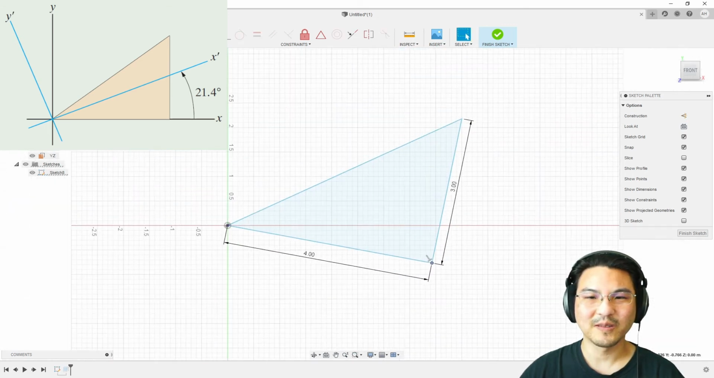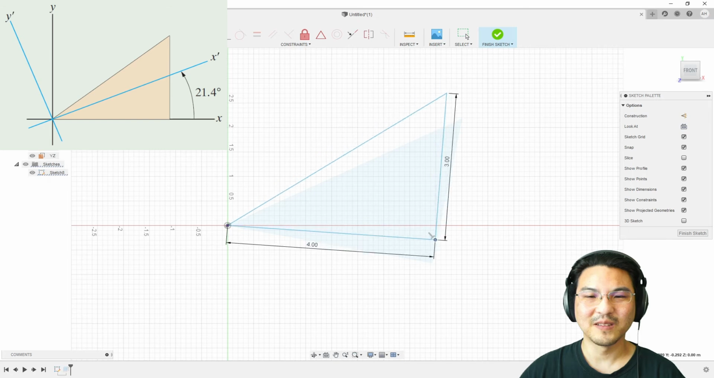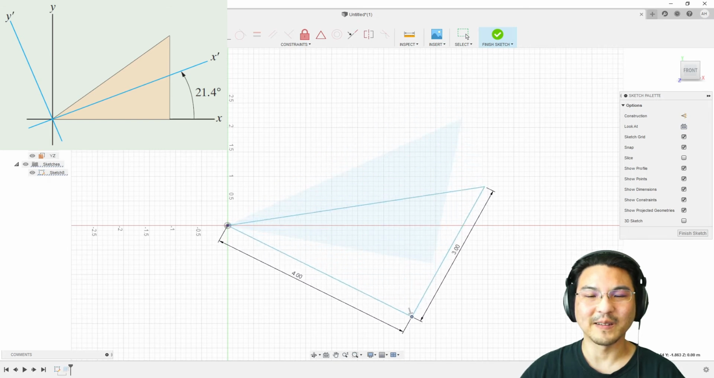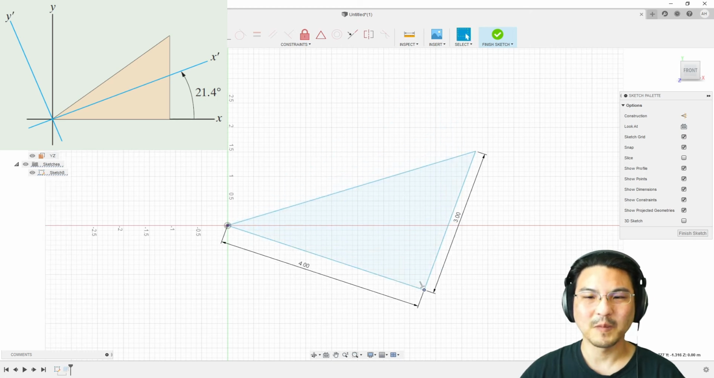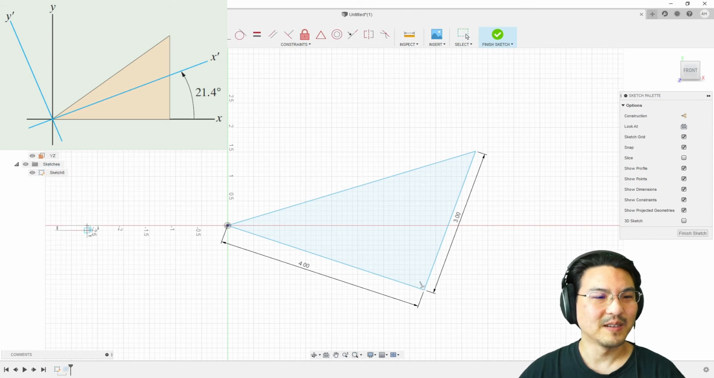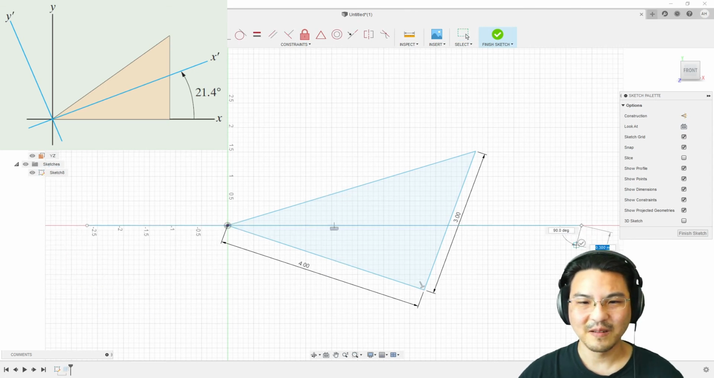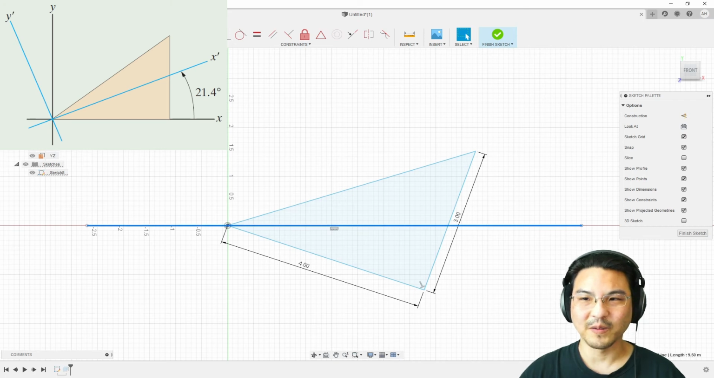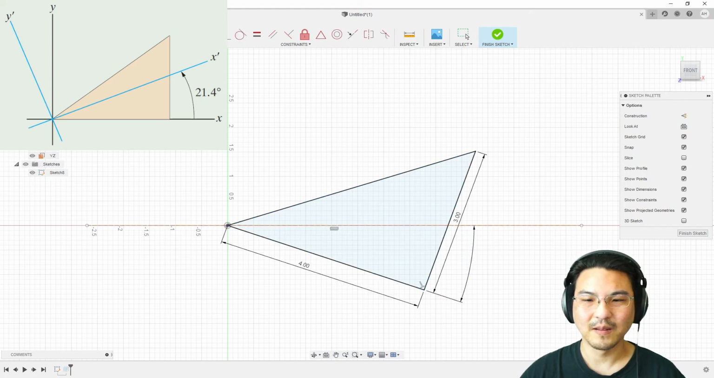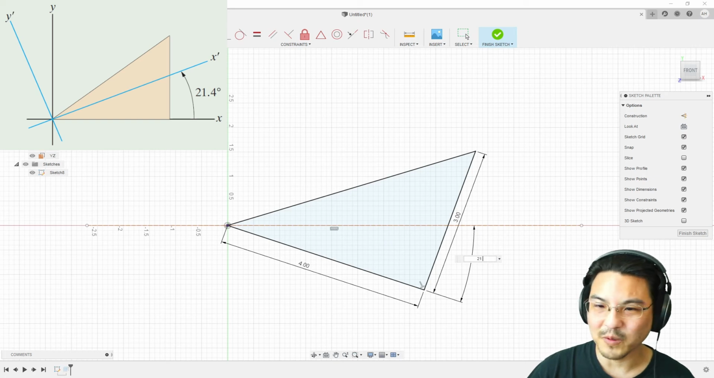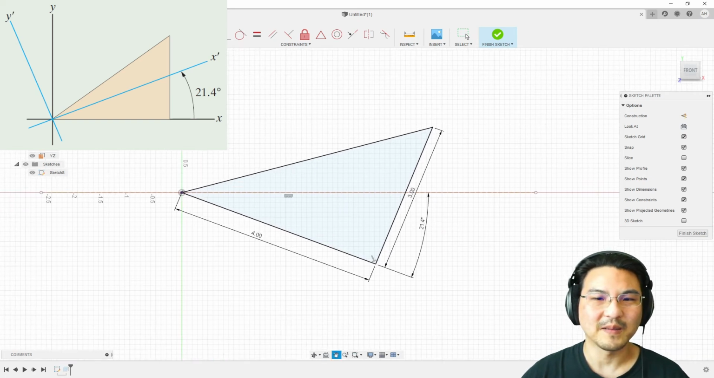So I want my new coordinates rotated by 21.4 degrees. So rotating the coordinates counterclockwise is like rotating the part clockwise. Okay, and I want it to be with respect to the horizontal. So I'm actually going to sketch a horizontal line. And I'll turn this into a construction line right here. So see how it turned into a dashed line? And now I'm going to use that to dimension like this. Okay, and then what we were looking for, 21.4.